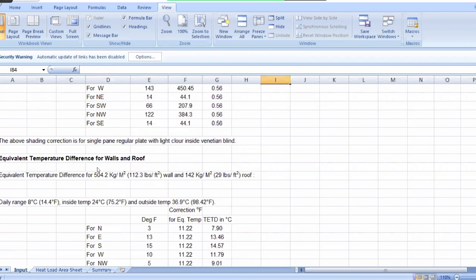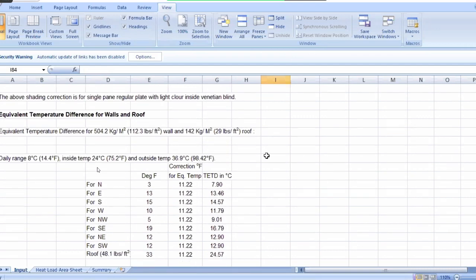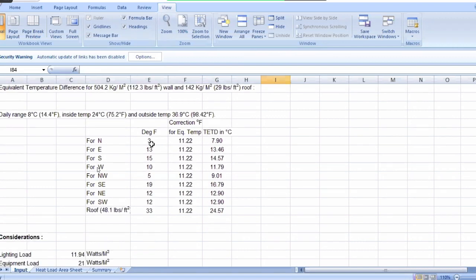Then equivalent temperature difference, TETD, total equivalent temperature difference. We have considered 504.2 kg per meter square for wall and 142 kg per meter square for roof construction. This is density. And daily range 8 degrees centigrade, inside temperature 24 degrees centigrade, outside temperature 36.9 Calcutta. So I have again considered the Carrier handbook for north side wall, etc. TETD this.